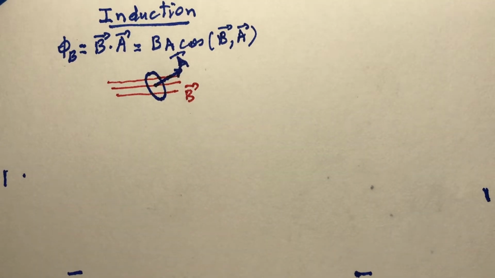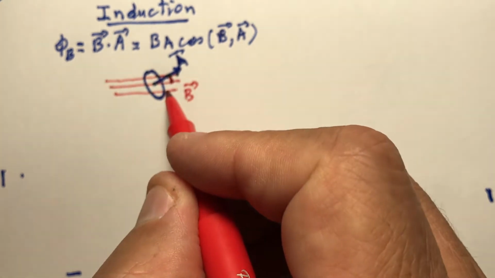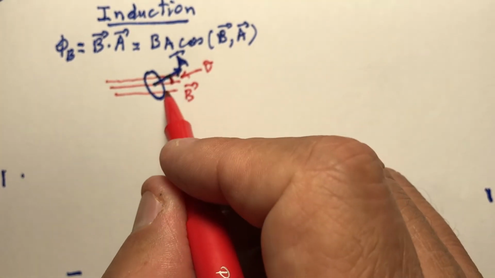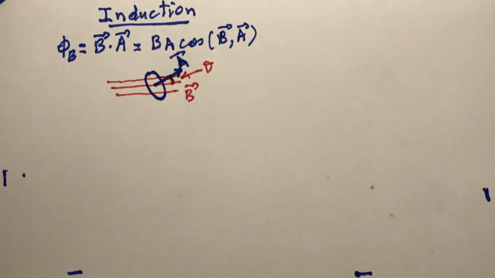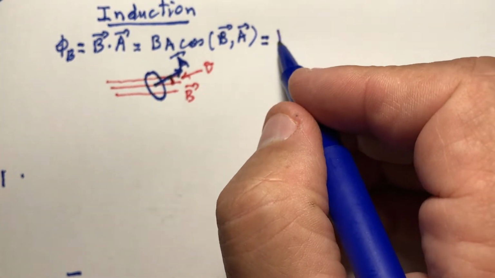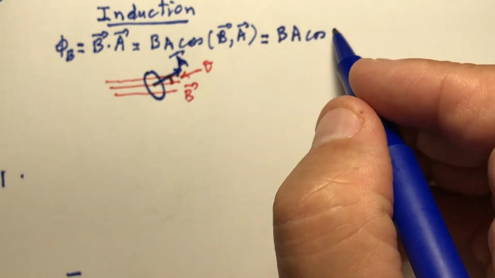So you can see that we have an angle. Here is the angle, theta. That's the angle theta between the B field and the vector area. So this flux is equal to the B field times the area times the cosine theta.